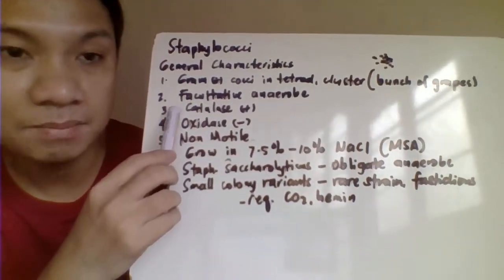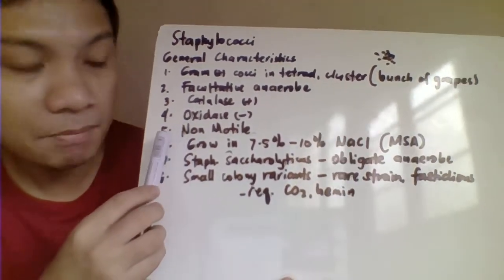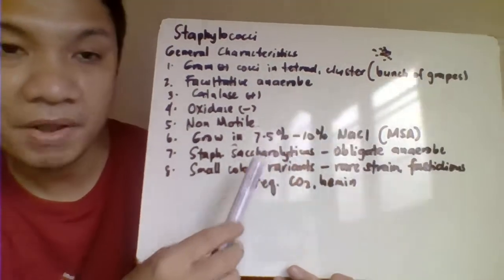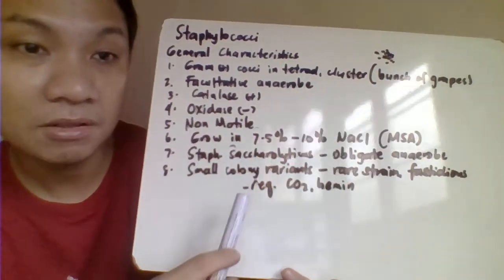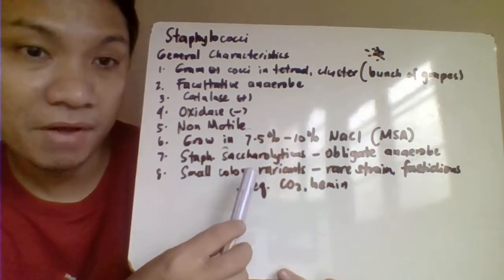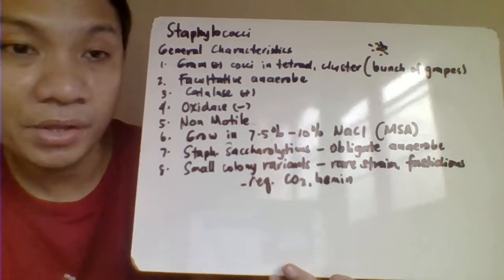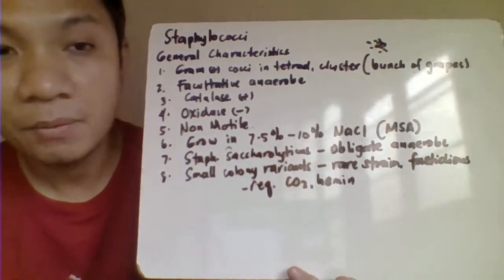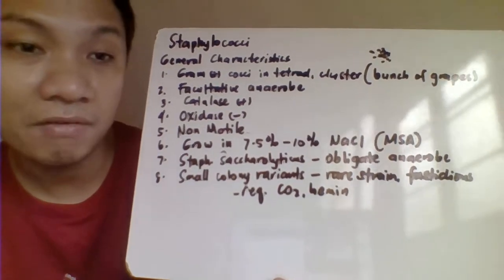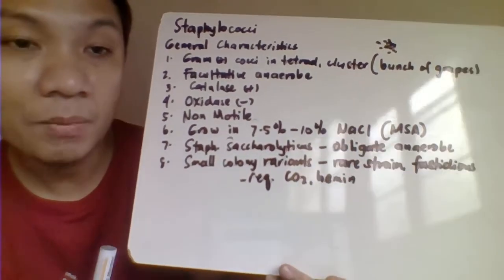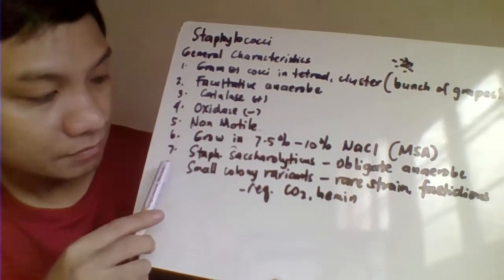Again, they are catalase positive, oxidase negative, non-motile, and able to grow in 7.5 to 10% sodium chloride. So MSA, mannitol salt agar, has 7.5% sodium chloride. So they're able to survive or grow on that culture media. However, some of them are able to ferment mannitol, while others do not ferment mannitol. Anyway, we'll be discussing that later with MSA.